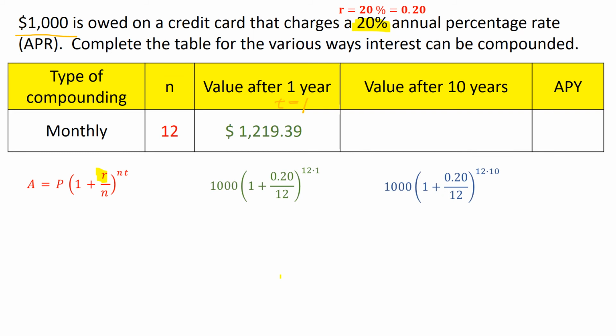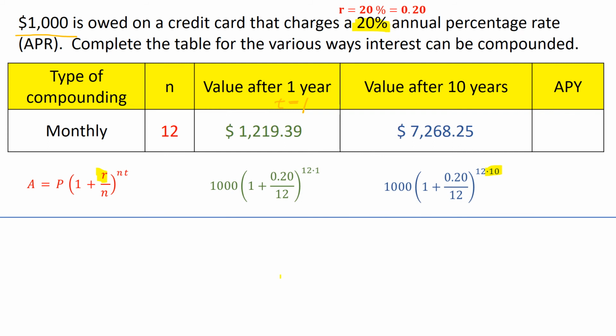For 10 years, you just change the 1 to a 10. And after 10 years, the values increase much more. I also want to show you APY, the annual percentage yield. Here's the formula for it. Annual percentage yield takes into account what would be the same annual interest rate that would give you the same end result as the compounded interest rate. So just substitute r and n into that formula.